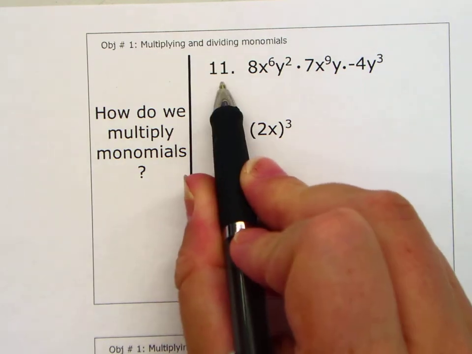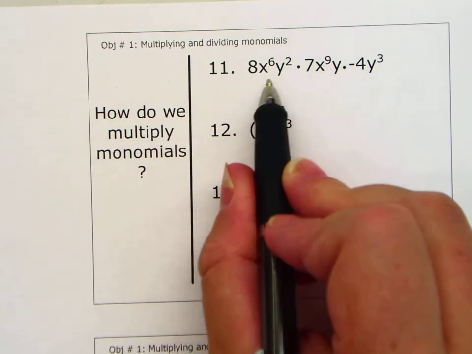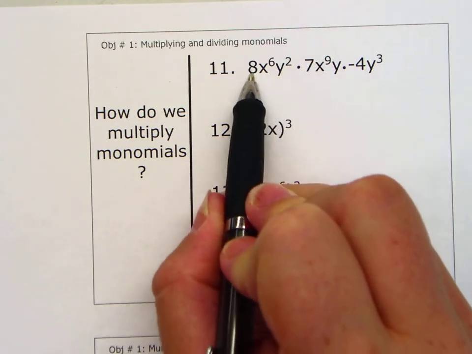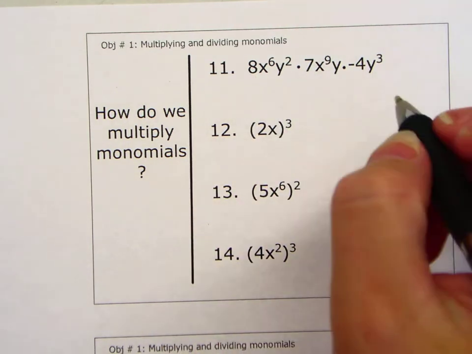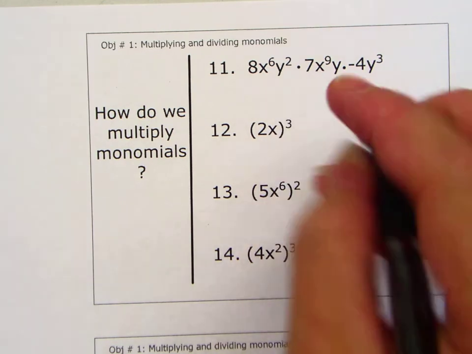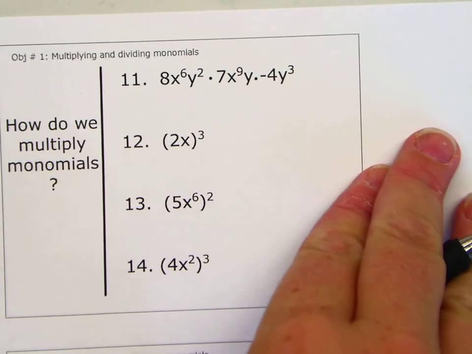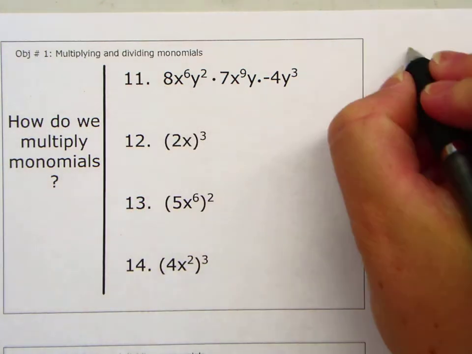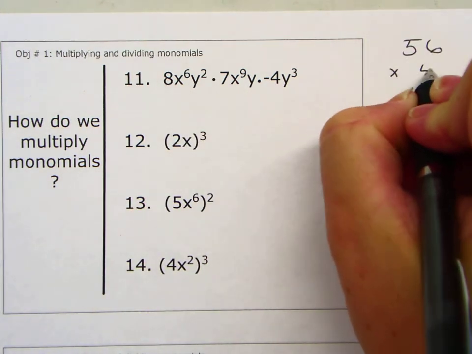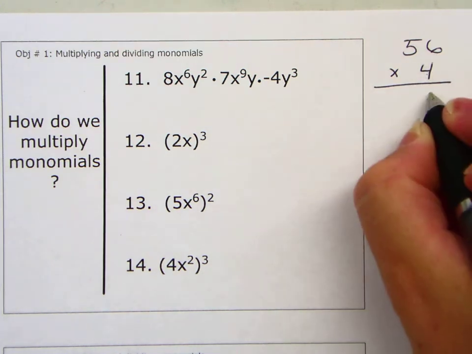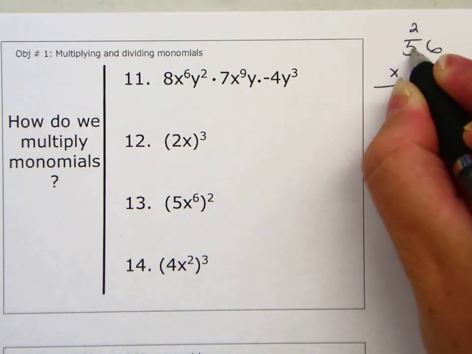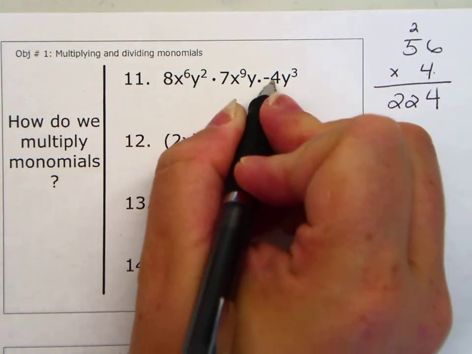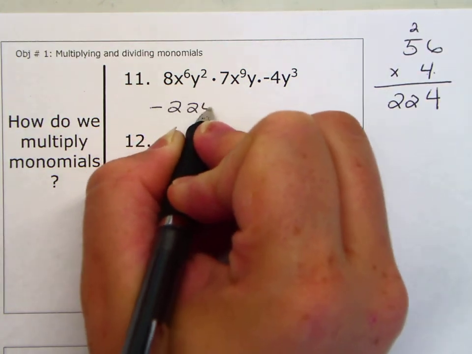All right, so number 11 is just like the other ones we were doing, but it's a little harder because there's 3 terms in there. So we're multiplying 8 times 7 times negative 4. If you can use a calculator, I know that one's a little harder. I don't have a calculator on me, so I'm going to do it by hand. 8 times 7 is 56 times 4. All right. 4 times 6 is 24. Carry the 2. 5 times 4 is 20. Plus 2 is 22. And it's negative, so negative 224.